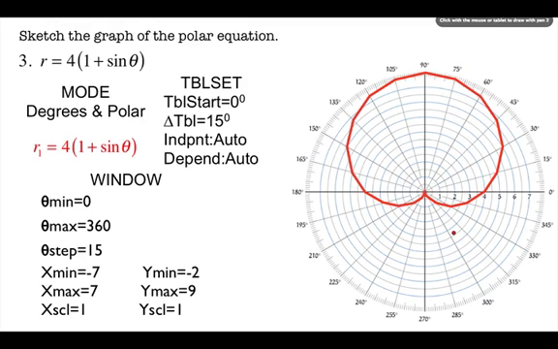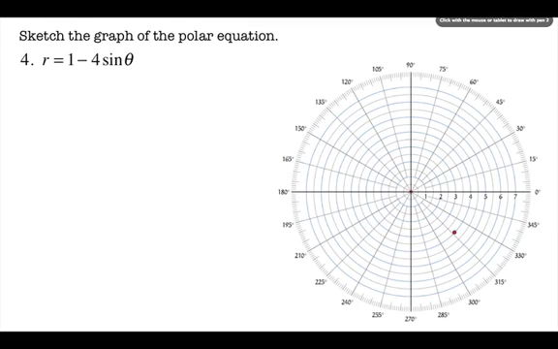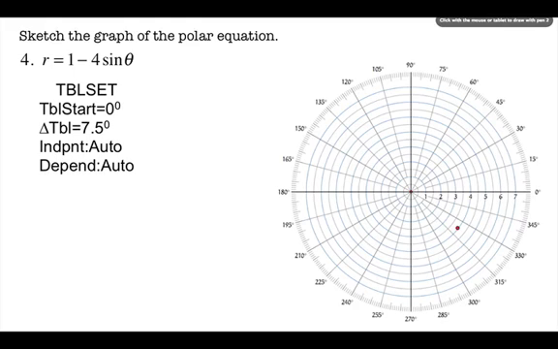Let's go to number 4. Keep the same mode, degree and polar. Type in this for r sub 1. And now for your table set, keep the table start at 0 degrees. For the change in the table, I want you to put 7.5. Keep the independent and dependent as auto. And then again, you're going to press second table. It's going to give you a table with a bunch of numbers, and basically you have to plot all those points. Once you do that, your graph is going to look something like this.